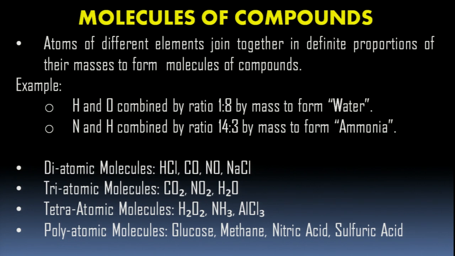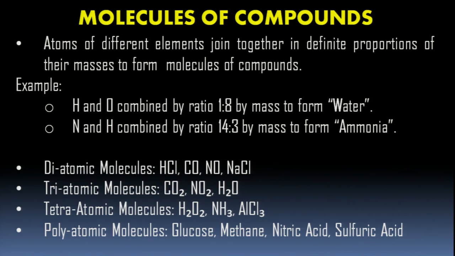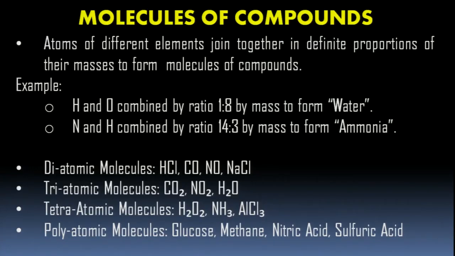Similarly, children, let's go for examples of triatomic molecules. CO2, one atom of carbon and two atoms of oxygen, they form the triatomic molecule of carbon dioxide. Nitrogen dioxide and water are also triatomic. You can find many other examples from your book. If you know certain compounds, you can tell whether they are diatomic, triatomic, tetraatomic or polyatomic. Tetraatomic, four atoms: H2O2, hydrogen peroxide. Two atoms of hydrogen and two atoms of oxygen form H2O2.